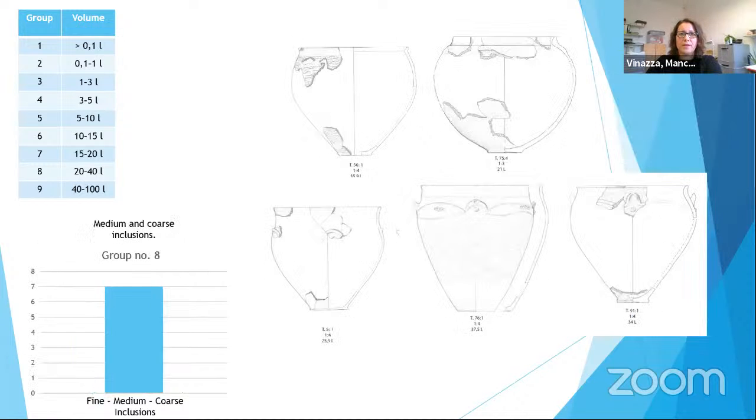In group number 8 and 9, we only meet one type of vessels, pots. They have additional elements and barbotine on outer surface. Also, the inclusions in fabrics are only medium and coarse size. They were both from 8 and 9 group meant for food storing.